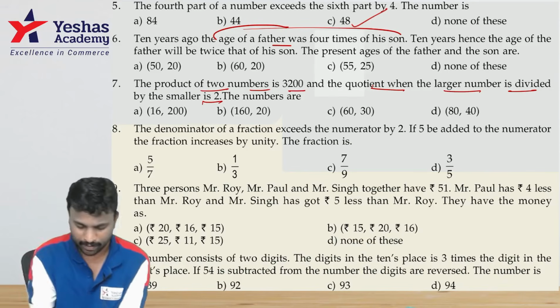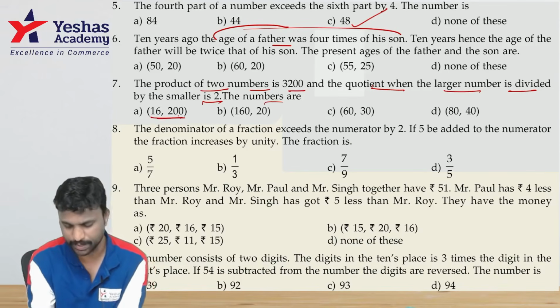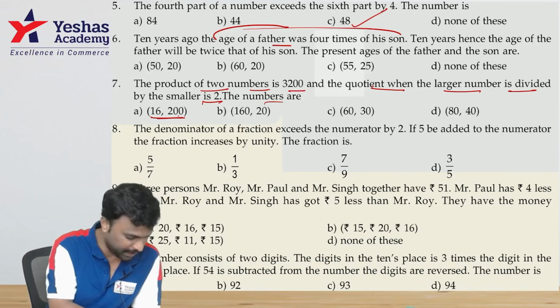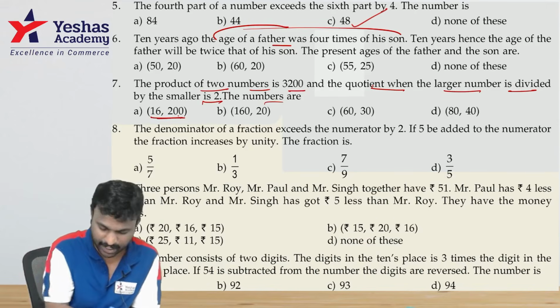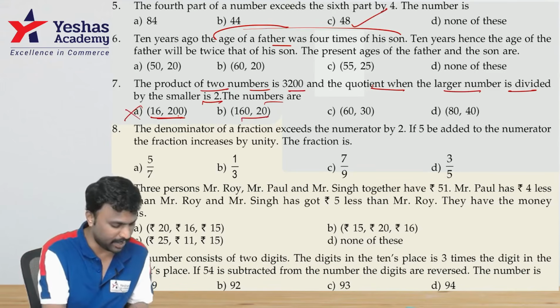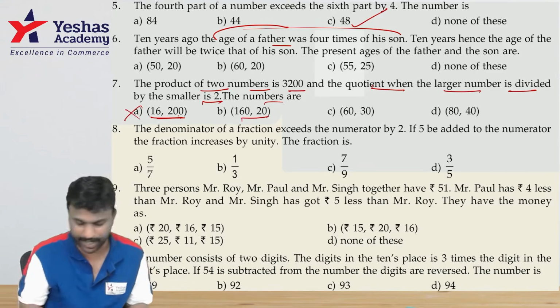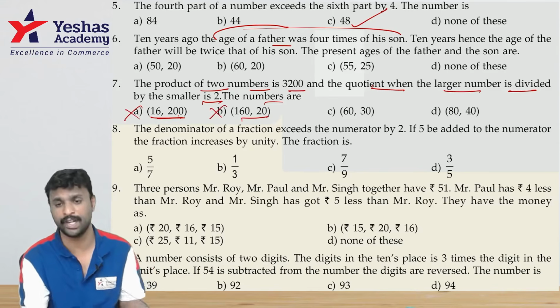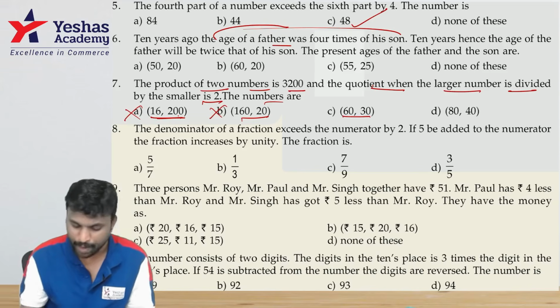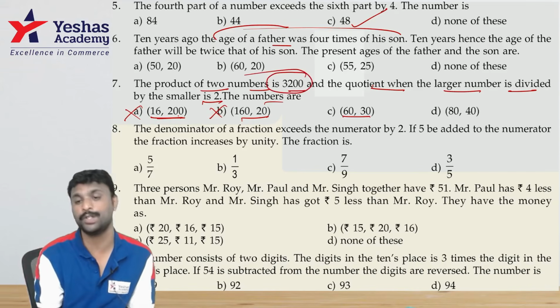2. Now guys, if I assume these two as the numbers, if I divide the larger number 200 by the smaller number 16, would I get a 2? Definitely no. Option A cannot be the right answer. How about this? 160 divided by 20, I get 8. The quotient is definitely not 2. How about 60 and 30? The quotient is definitely 2, but is the product 3200?